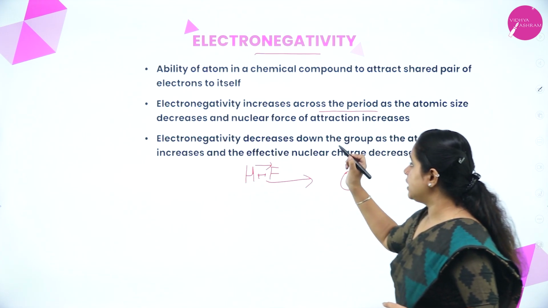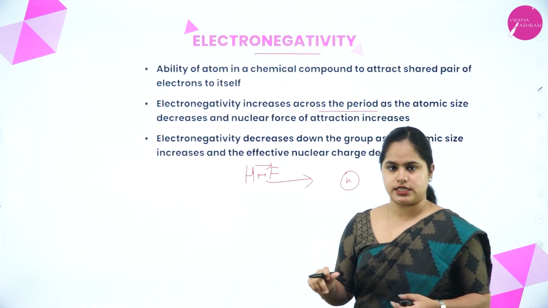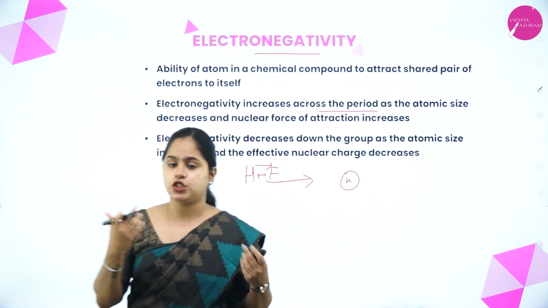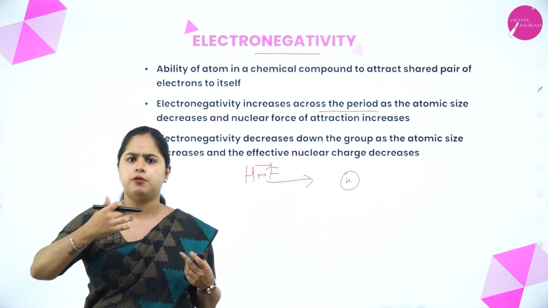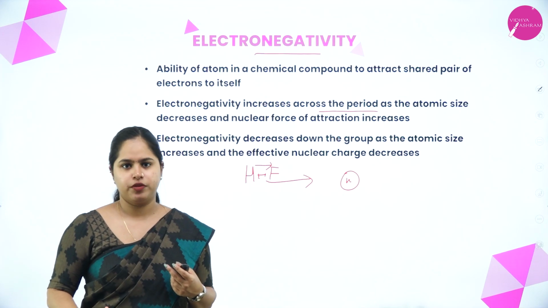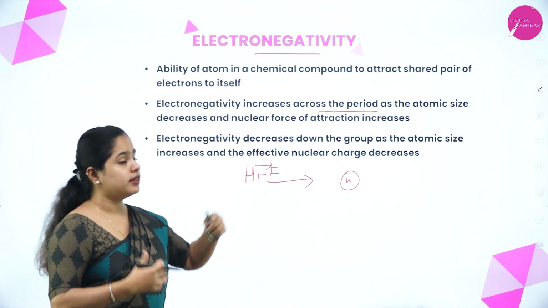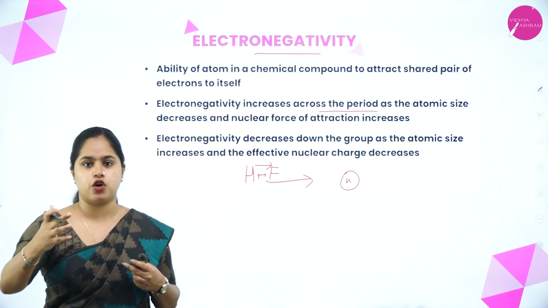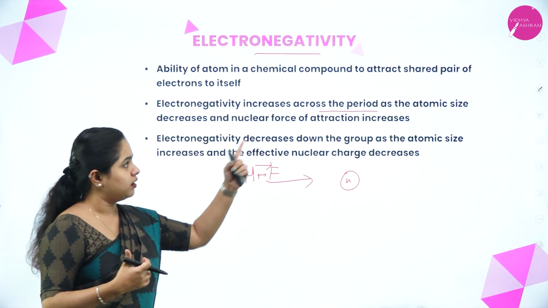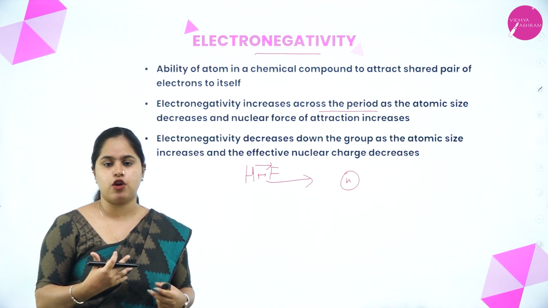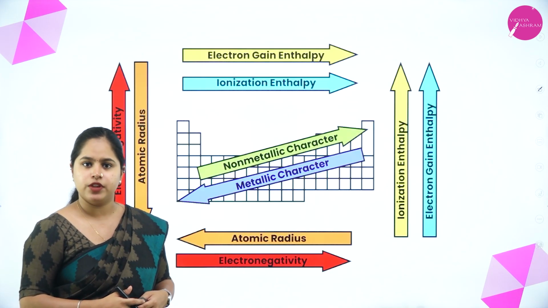Now, electronegativity decreases down the group as the atomic size increases. We know that as we move down the group, the atomic size increases. Right. So, from the nucleus to the outermost shell, the attraction will be very, very less as we move down the group. Hence the electronegativity will also be less, because now the attraction between the nucleus and the electron is very less and they are very loosely bound to the nucleus. So, the strength at which it can attract the shared pair of electrons will become less and less as we move down the group. So, this is about electronegativity. I hope it is clear.